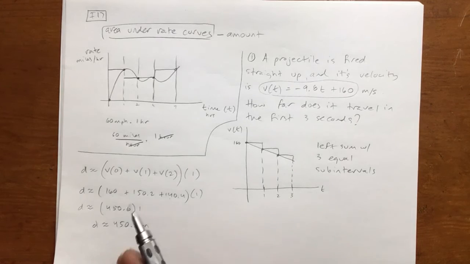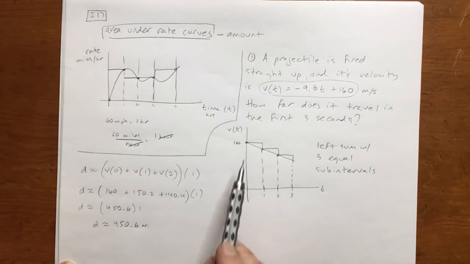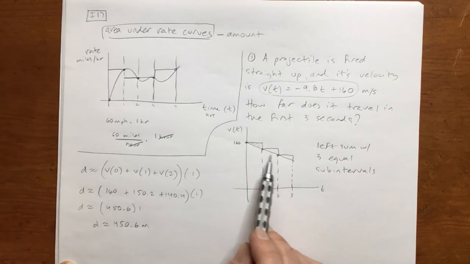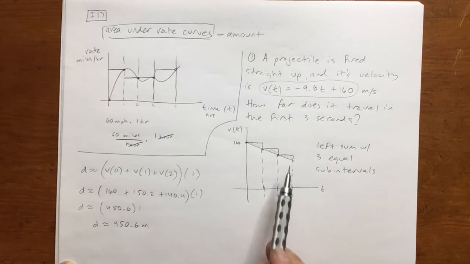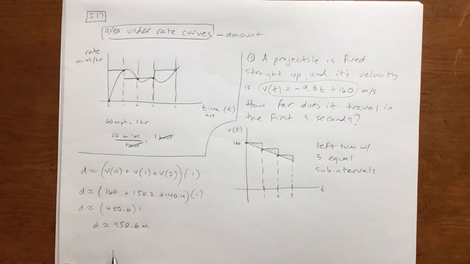Then a question they would want you to be able to answer is: is this exact? Is it an overestimate? Is it an underestimate? In this case, since we used a left sum with a decreasing function, we're adding too much, so this would be an overestimate. I think the correct answer is 435.9 meters traveled.